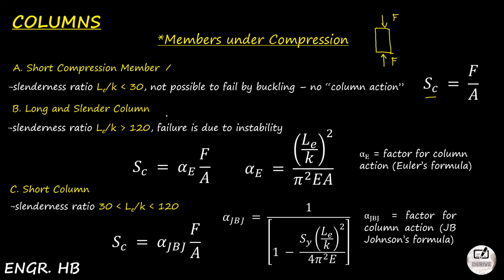So how about this second type, which is the long and slender column? So paano natin masasabing long and slender column? So para mas madaling matandaan, long column na lang. So the slenderness ratio daw is greater than 120. And the failure is due to instability. Siguro, kaya ang failure nito is due to instability kasi nga, from the word itself, long column.